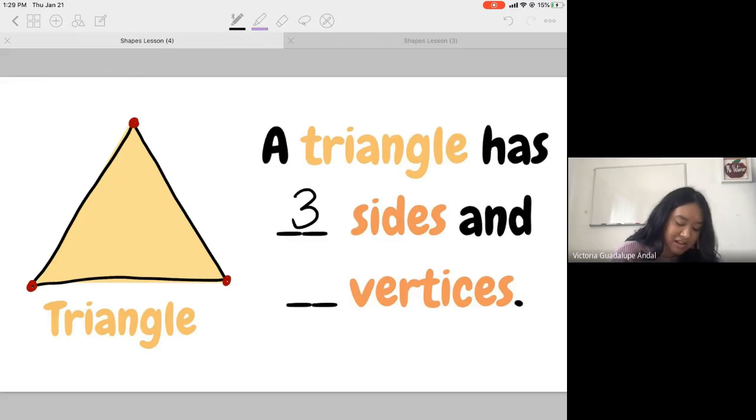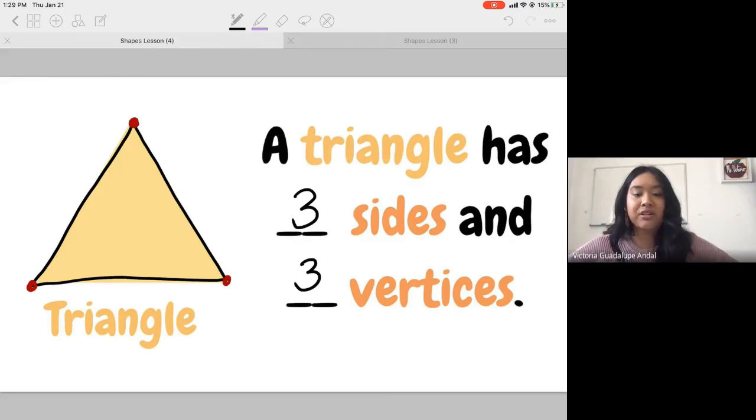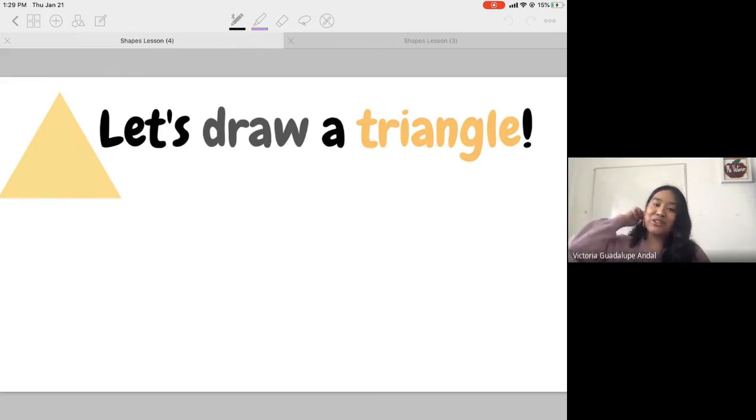Great job. So here I have my sentence. It says, a triangle has 3 sides and 3 vertices. Can you say that with me? A triangle has 3 sides and 3 vertices. Awesome job. Let's go ahead and see if you can draw some triangles together.